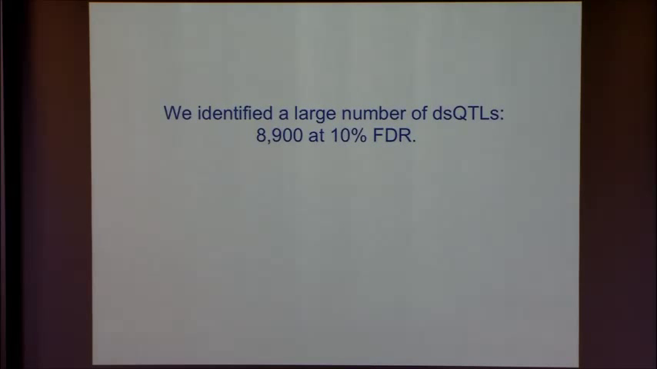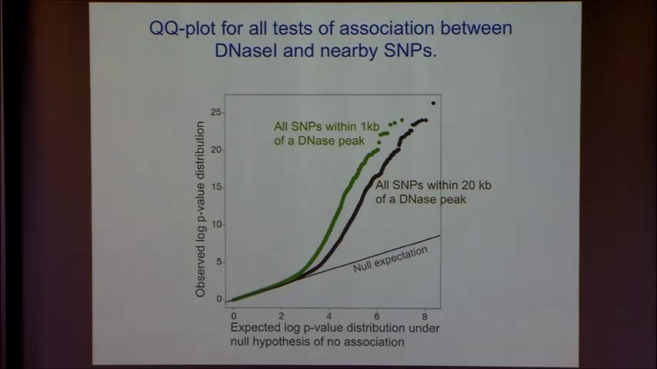And so when we did this experiment, we found that actually there's a tremendous amount of variation in the genome in DNase I sensitivity. So we identified more than 8,000 dsQTLs across the genome. And here are what the QQ plots look like. So for this, we're taking two different window sizes around each DNase hypersensitive site. So the green dots are taking a 2 kb region window centered on each hypersensitive site and then testing every SNP in that window for association with the hypersensitive site. The black dots are for a 40 kb wide window.